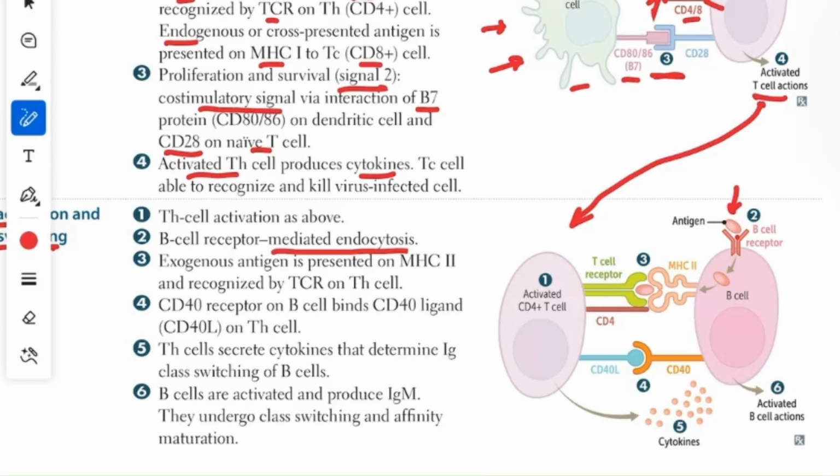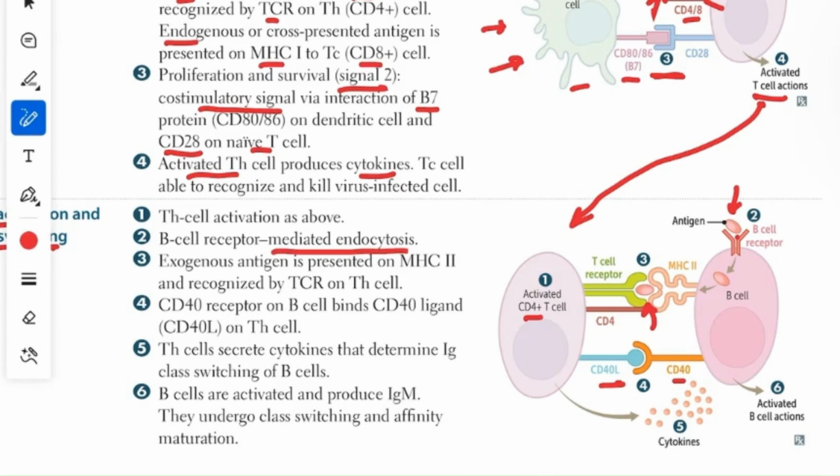And then it will process the antigen and present it on the MHC2. Because remember, we said the B cell is also an antigen presenting cell. So it takes up the antigen and presents it to the T cell, the CD4 positive cell. While it's presenting that to the CD4 positive T cell, the second interaction that is going on is between CD40 on the B cell and the CD40 ligand. This interaction is very, very important.